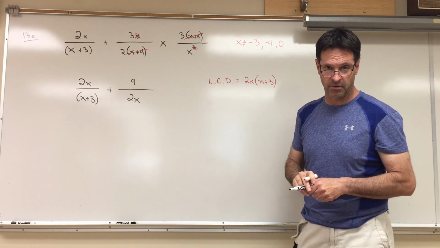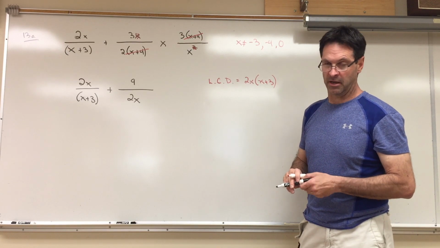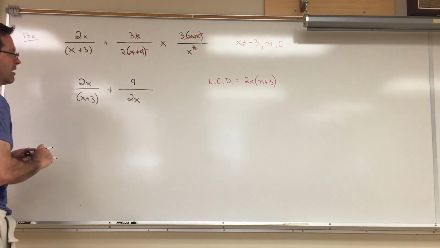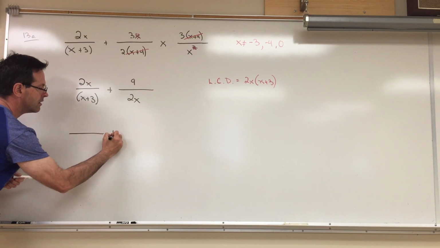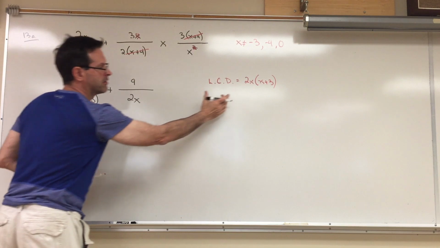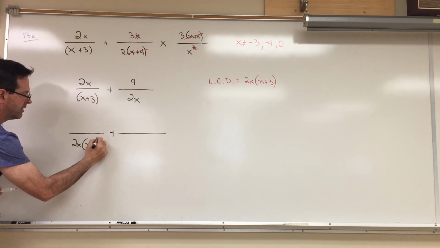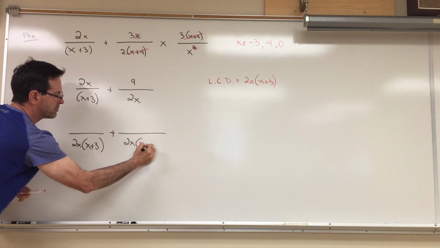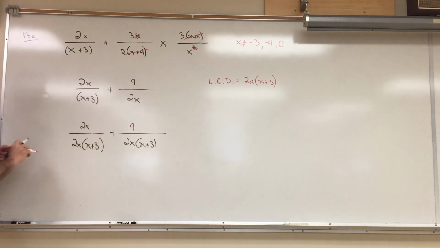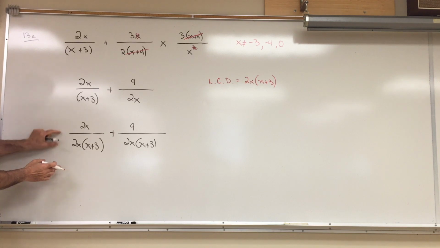You can put it on pause and finish this up if you like, and then compare it to my answer. Okay. Lowest common denominator. So we'll set it up: each expression expressed with the LCD in the denominator, 2x times x plus 3 and 2x times x plus 3. We still have the 2x in the top here. We still have the 9. But what did I have to multiply top and bottom by to get an equivalent expression? What's missing from here that we have down here?